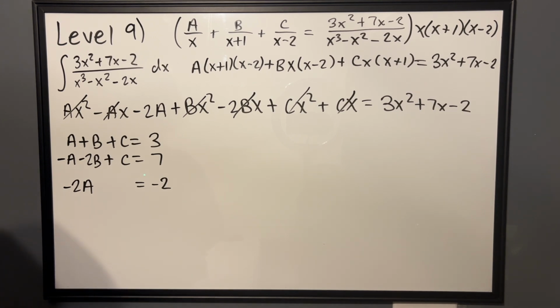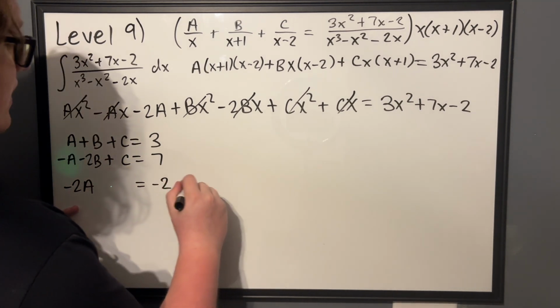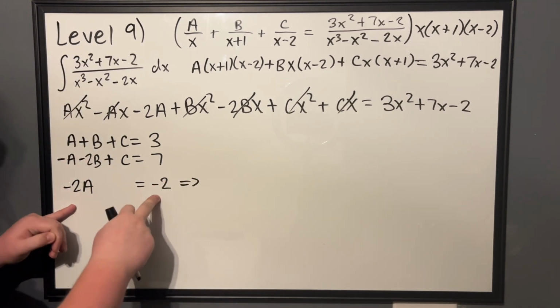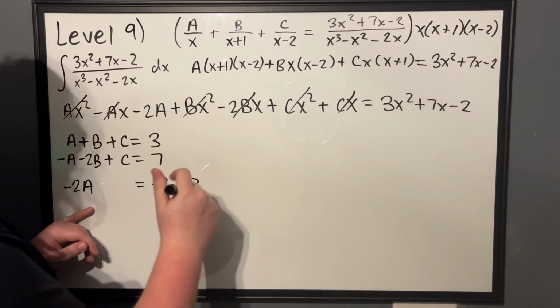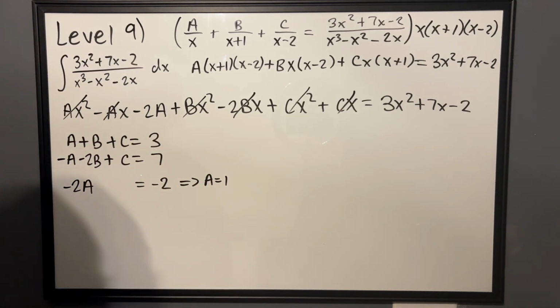So now what we have here is a system of equations, and we can actually solve for these variables. If we know that negative 2A equals negative 2, that means that A should be equal to 1, because negative 2 times 1 gives us negative 2.